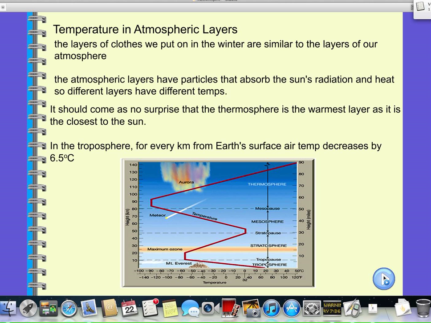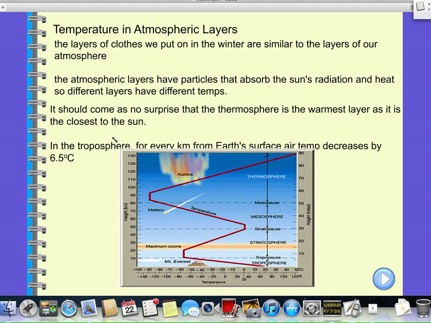Now, the atmospheric layer is meant to absorb the sun's radiation and heat, so this causes the different layers to have different temperatures. Now, we know the thermosphere, which is closest to the sun, has the highest temperature. But let's take a little bit of a different picture, because in the troposphere, for every kilometer away from the Earth's surface, the air temperature decreases by 6.5 degrees Celsius.